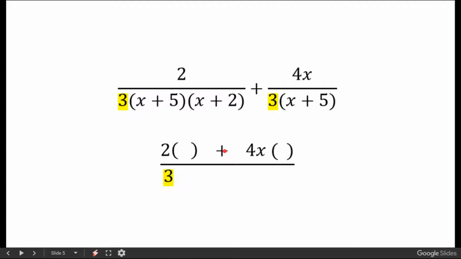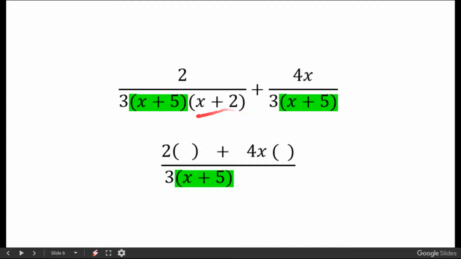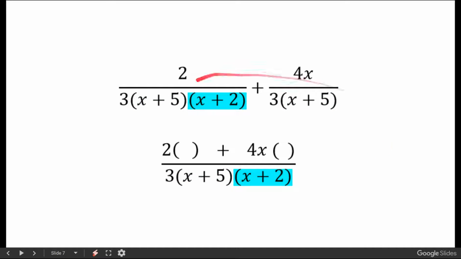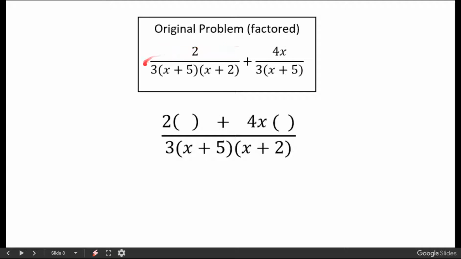Now the next thing we want to do is a little bit tricky, and you want to make sure you're paying attention here. We want to create our common denominator. Because we have a 3 here and we have a 3 once here, we know we're going to have a 3 in our common denominator. We have an x plus 5 on this side. We have an x plus 5 over here. So we know we're going to need one x plus 5. And lastly, since we have an x plus 2, we know an x plus 2 is going to be included in our common denominator. So again, the original problem factored is here, and now we've come up with what we believe is our common denominator.